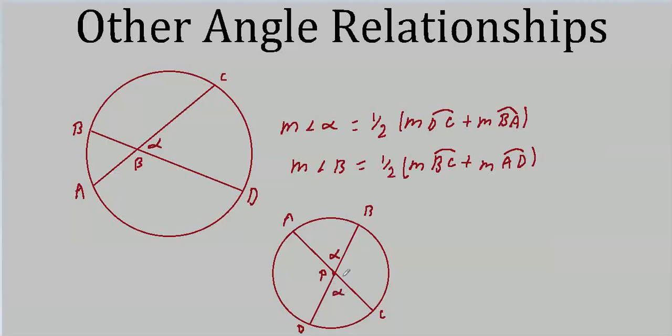So, if I wanted to, I could write that 2 alpha equals the measure of AB plus the measure of DC, because this alpha is the measure of DC, this alpha is the measure of AB. And that means alpha equals 1/2 the measure of AB plus the measure of DC.